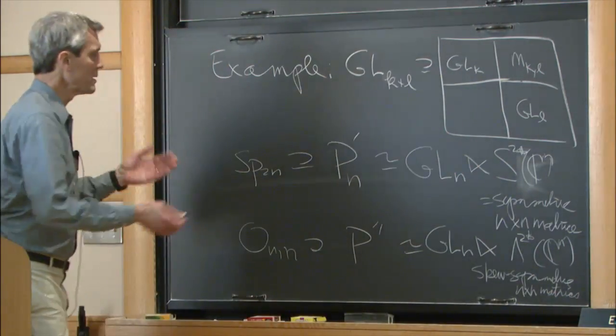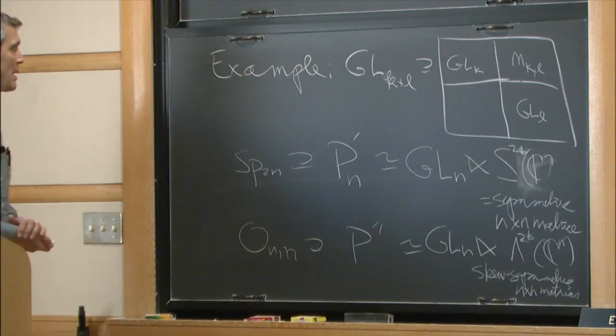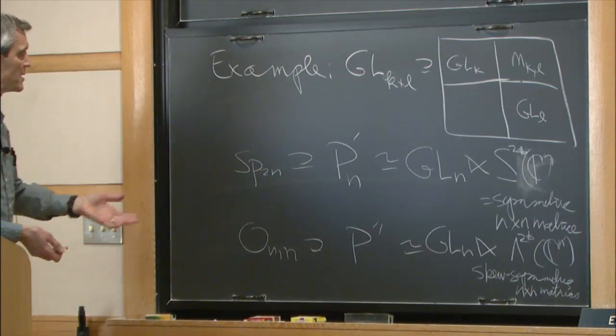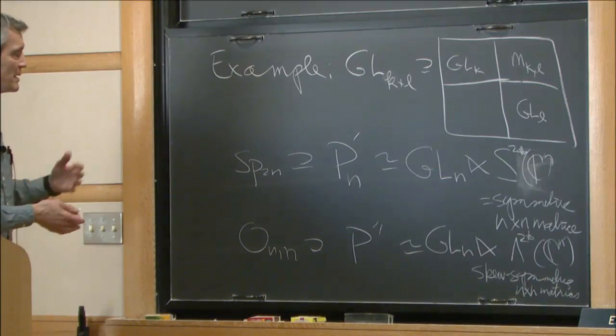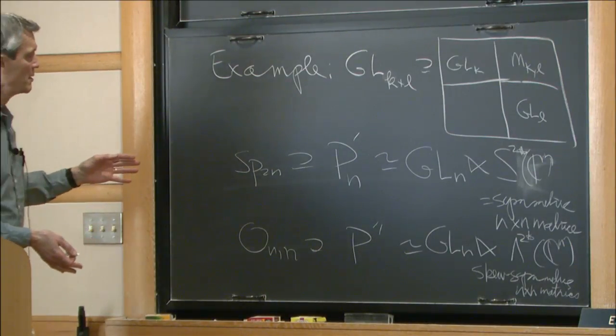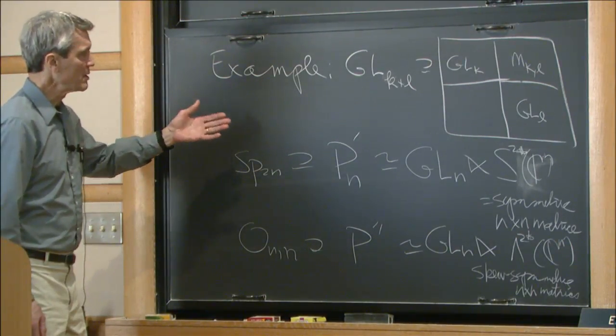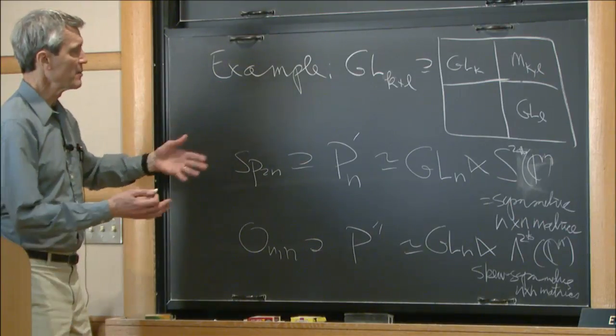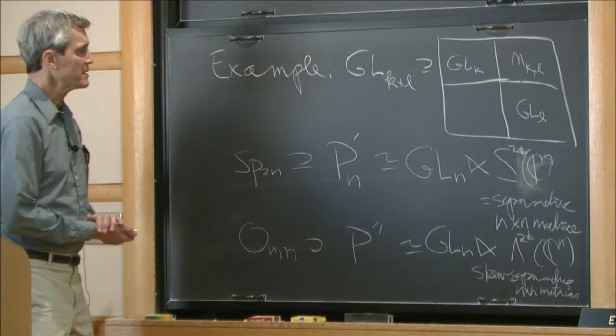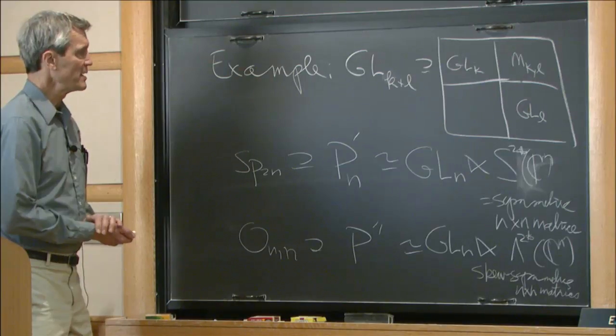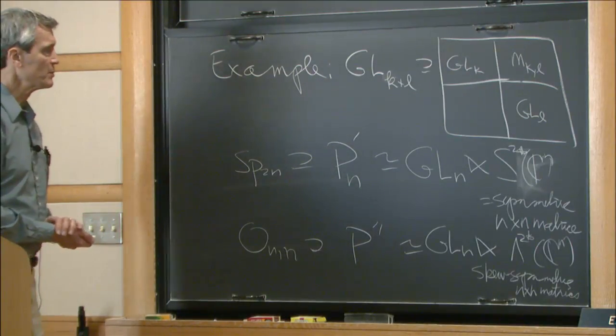And so if you look at other groups, it's a little more complicated, but still you can typically find some reasonably sized space of matrices inside these groups.